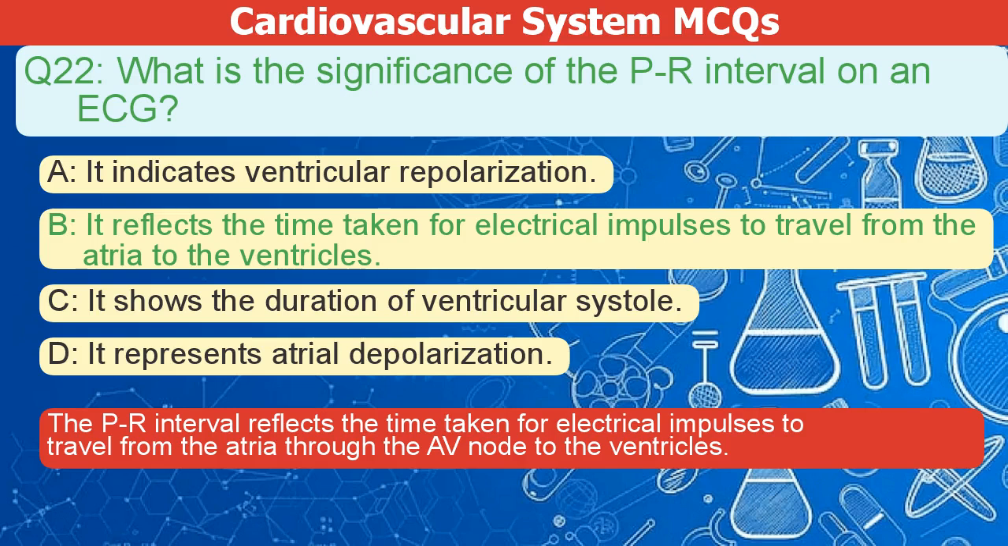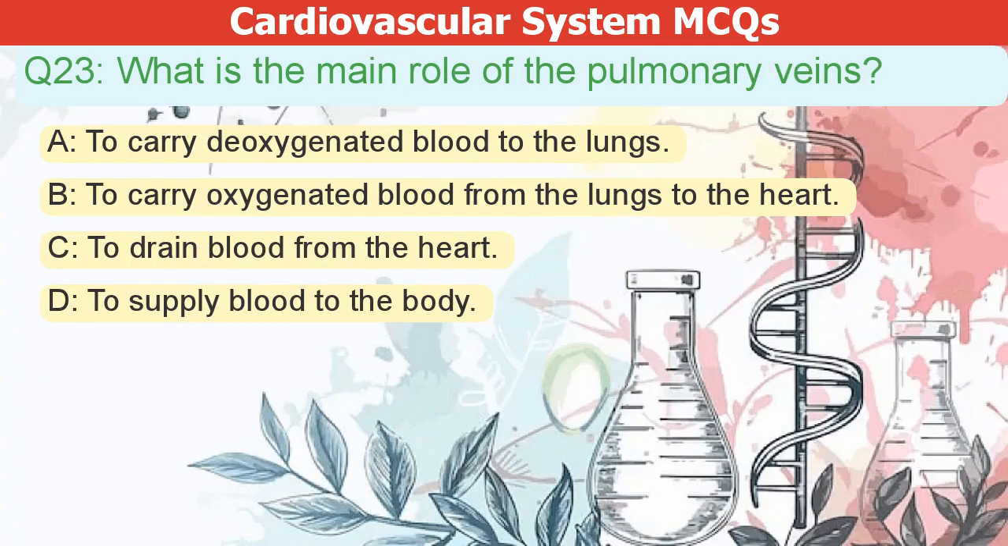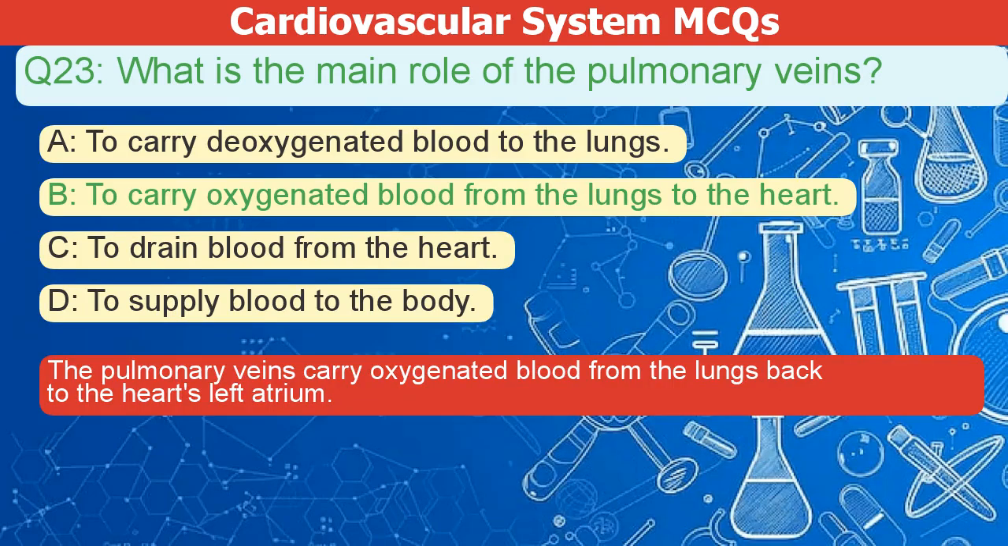the ventricles. What is the main role of the pulmonary veins? A. To carry deoxygenated blood to the lungs. B. To carry oxygenated blood from the lungs to the heart. C. To drain blood from the heart. D. To supply blood to the body. The correct answer is B. The pulmonary veins carry oxygenated blood from the lungs back to the heart's left atrium.